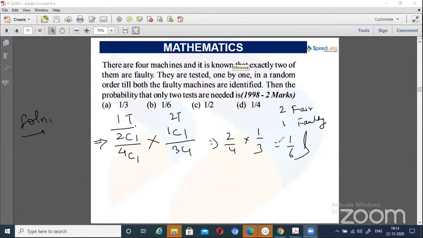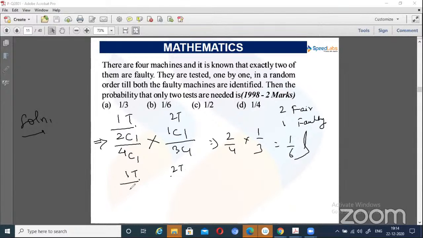So if we catch both the good machines in the first two tests, then we automatically know that the second two are faulty. That also works. If we catch both the correct machines in the first one, then we automatically know that the second two are faulty. First let us find what happens there. Then we'll look for the answers may or may not match.